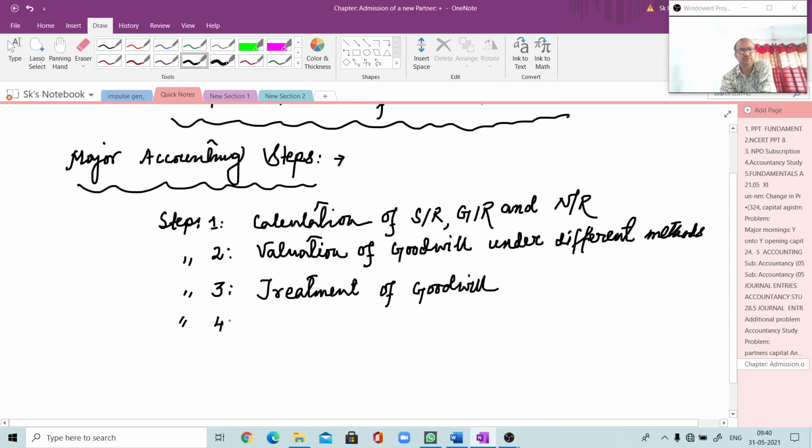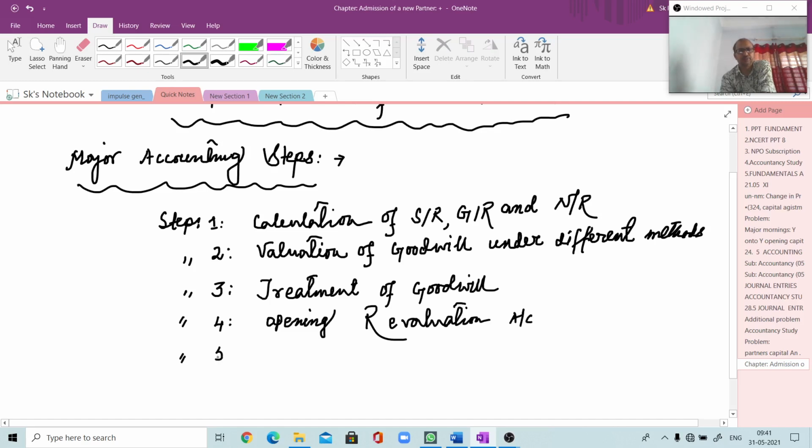Step 4: opening revaluation account. At the time of admission of a new partner, the assets and liabilities values can be changed, which you have to consider by opening this account, that is called the revaluation account. Another name of that is the profit and loss adjustment account. So opening the revaluation account is also important.